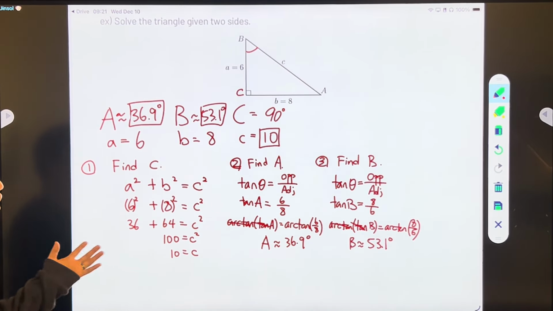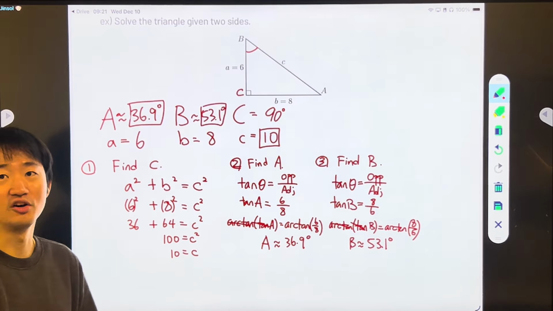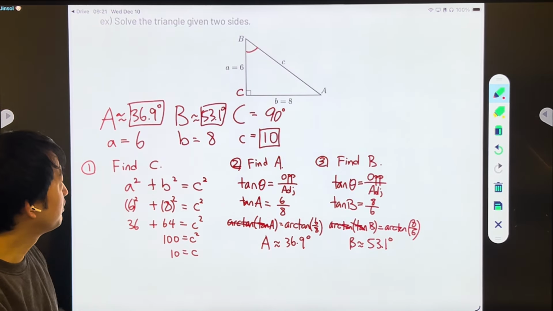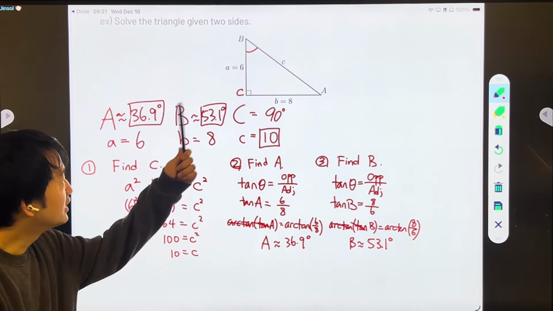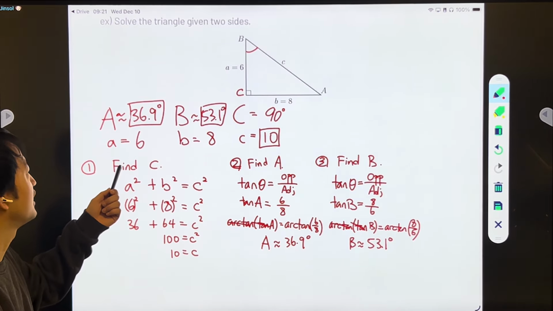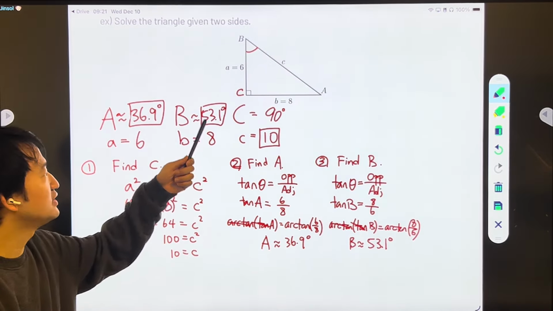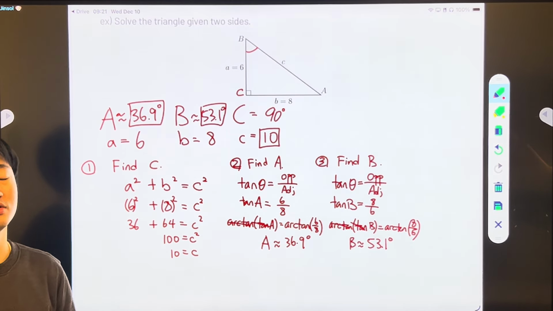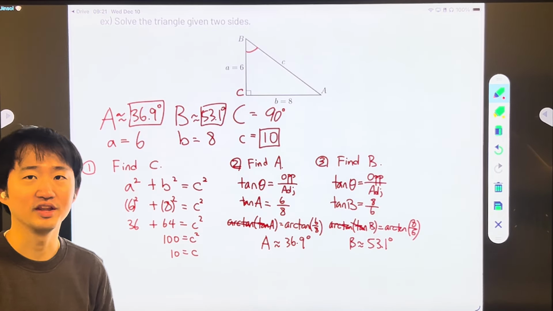So in this case, I found all angles and all sides. I know that angle A is approximately 36.9 degrees. Angle B is approximately 53.1 degrees. C equals 90 degrees. Side A is 6. Side B is 8. And side C is 10. And at this point, we can say that this triangle is perfectly solved. We solved all the sides and all the angles.